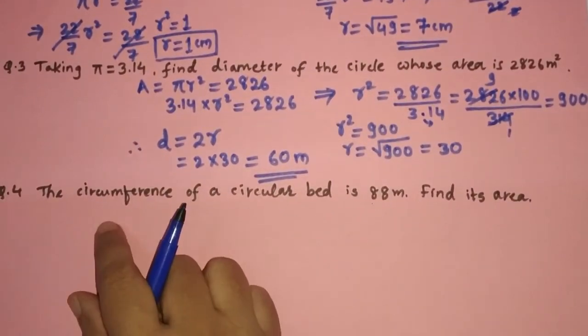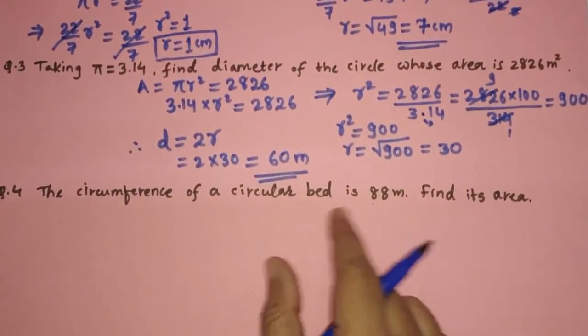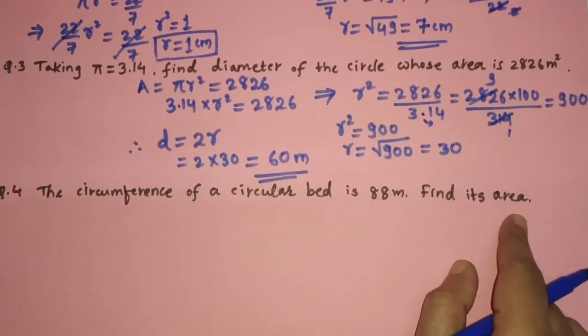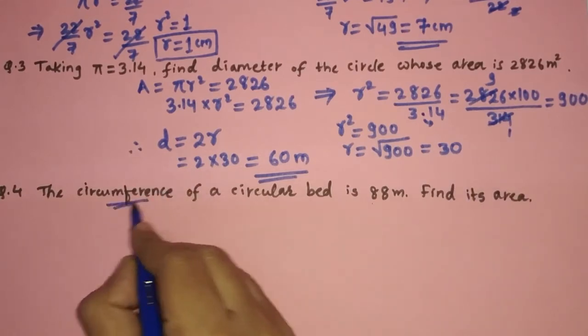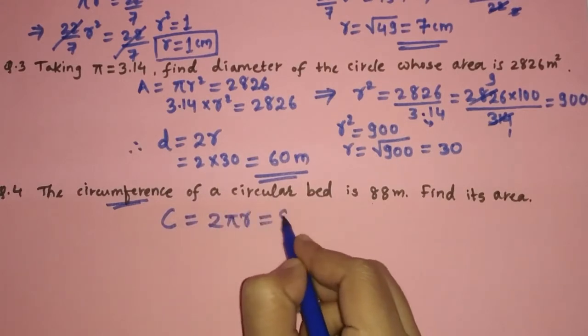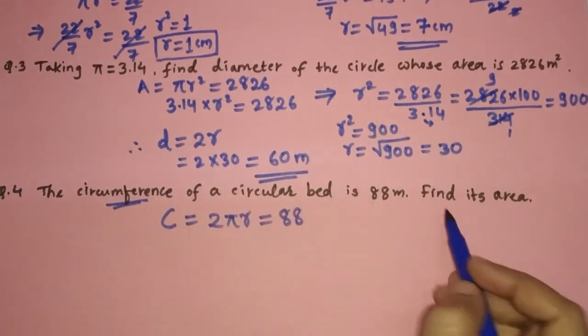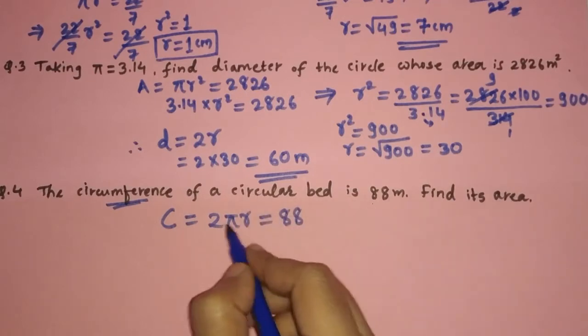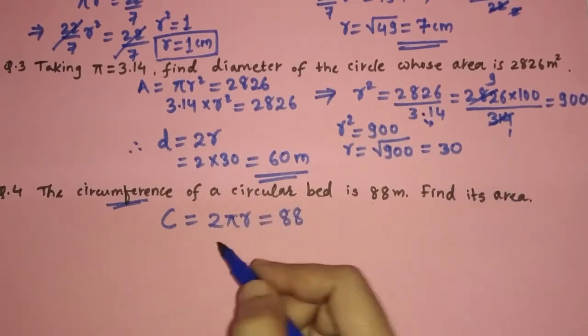Now the next question is, the circumference of a circular bed is 88 meters. Find its area. So friends, here circumference is given. Circumference is 2 pi r, which is equal to 88, given. And we have been asked to find the area. So first we'll find the radius, then we'll go for the area.